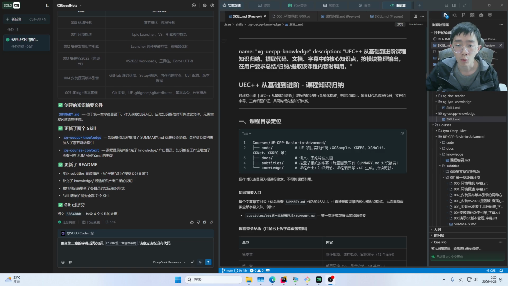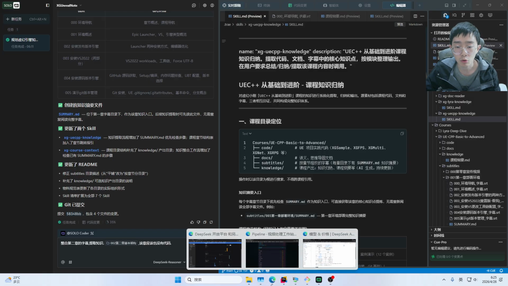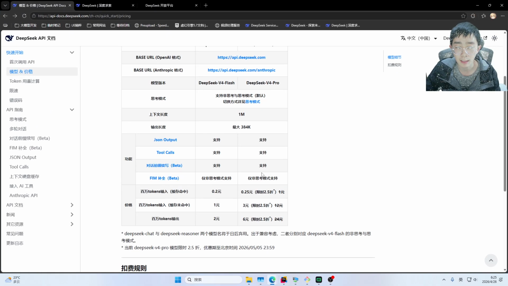I am currently scaling up the entire Unreal Engine system and time is critical. Why do I say that? Because this DeepSeek is on sale at a 2.5 discount, it's very cheap and it's also the V4 version. So we must use it during this period.